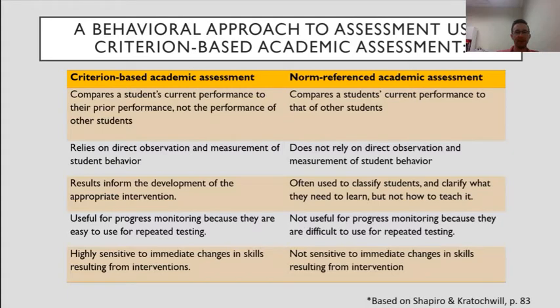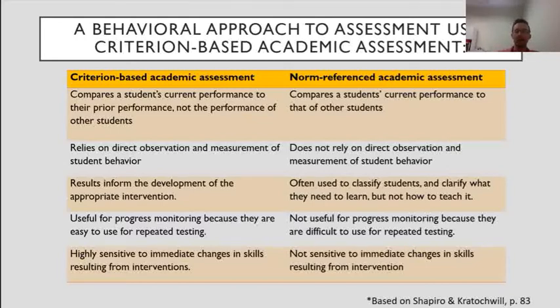Alright. And we can talk a little bit more here about criterion-based academic assessment versus norm-referenced academic assessment. So the criterion-based approach compares a student's performance to their prior performance, not the performance of other students. It relies on direct observation and measurement of student behavior. Results inform the development of an appropriate intervention, so the results of criterion-based academic assessment are also prescriptive. They're useful for progress monitoring because they're easy to use for repeated testing, and they're highly sensitive to immediate changes in skills resulting from interventions.